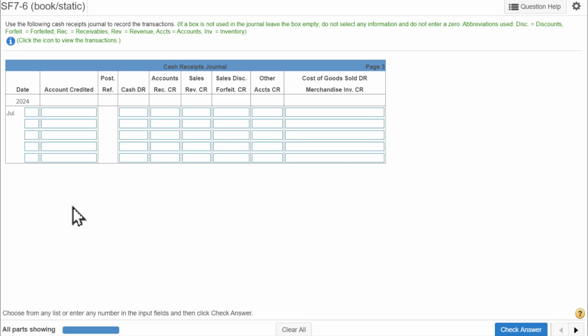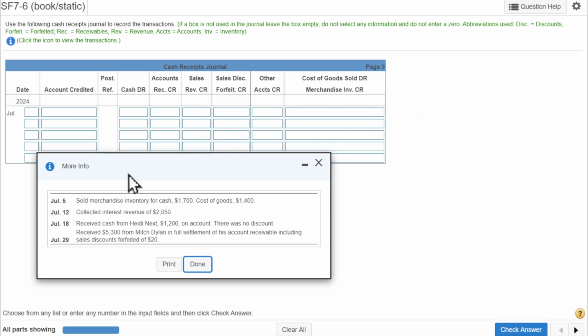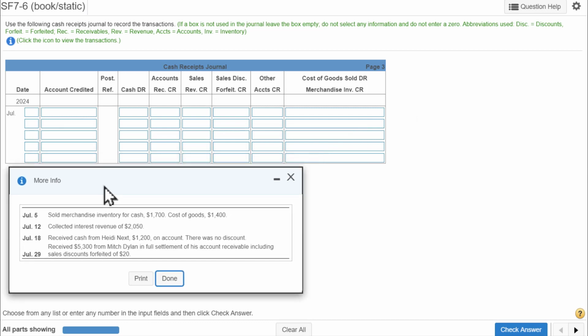Short exercise 7-6, we're going to enter these transactions into the cash receipts journal. The cash receipts journal is only used for transactions where we receive cash. So use the following cash receipts journal to record the transactions. If a box is not used, basically just leave it empty.